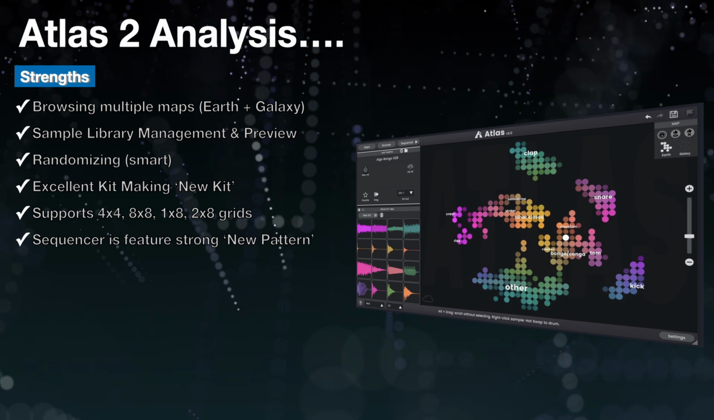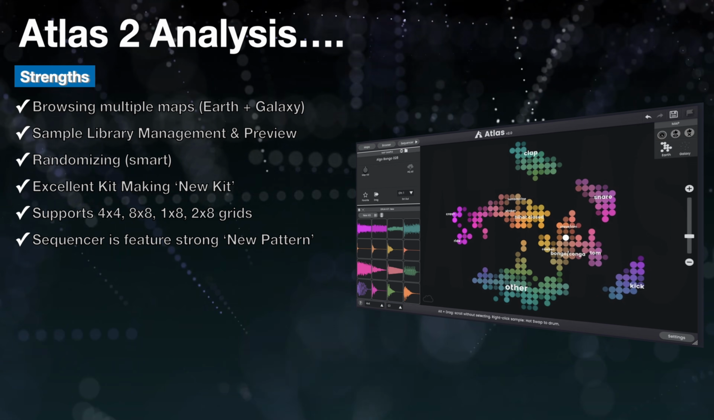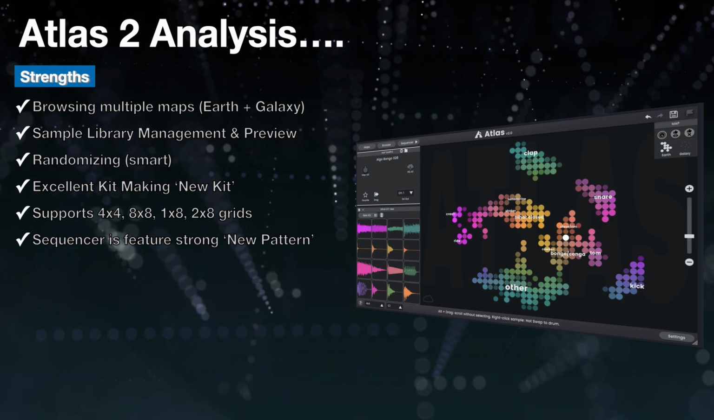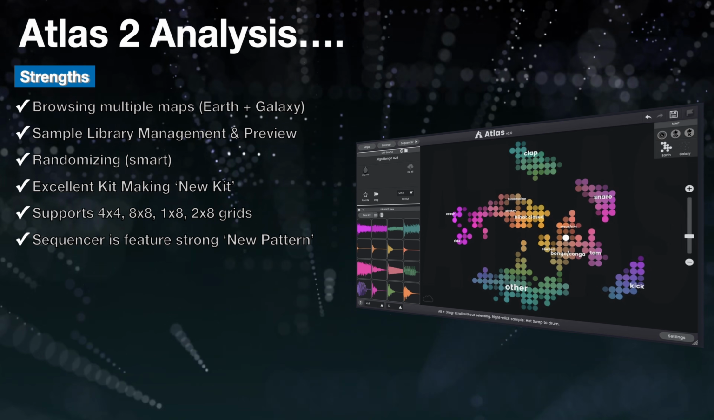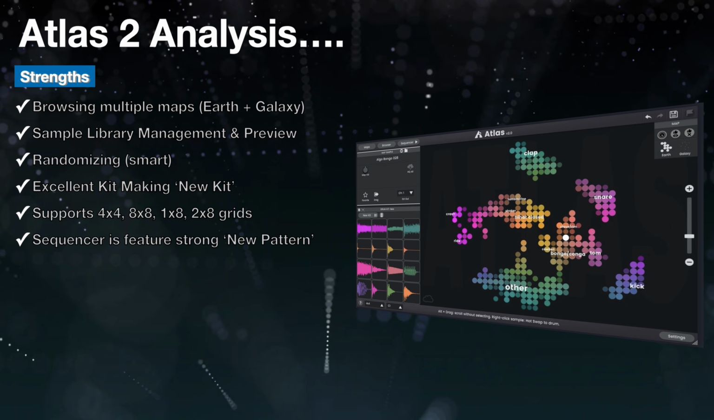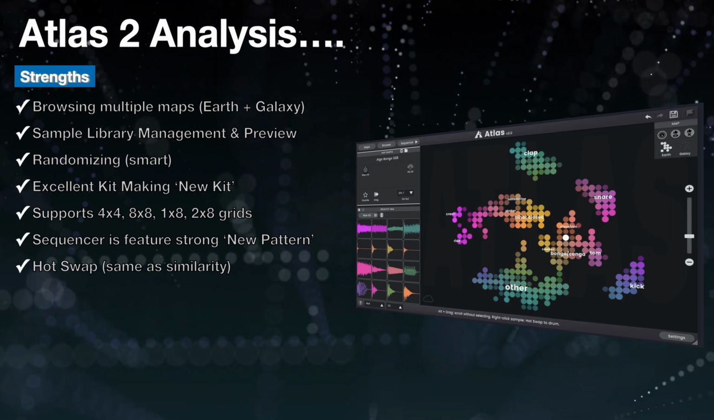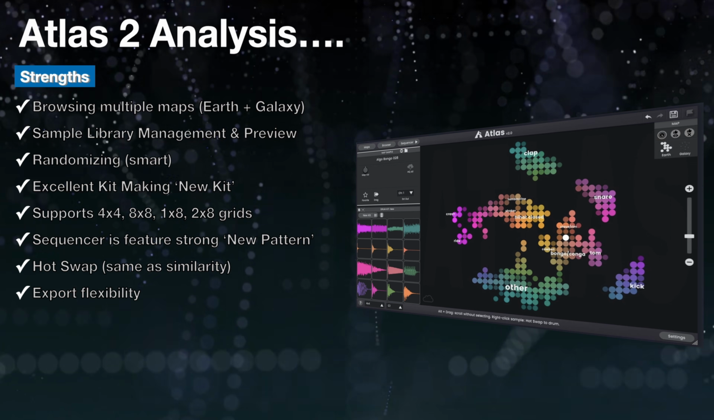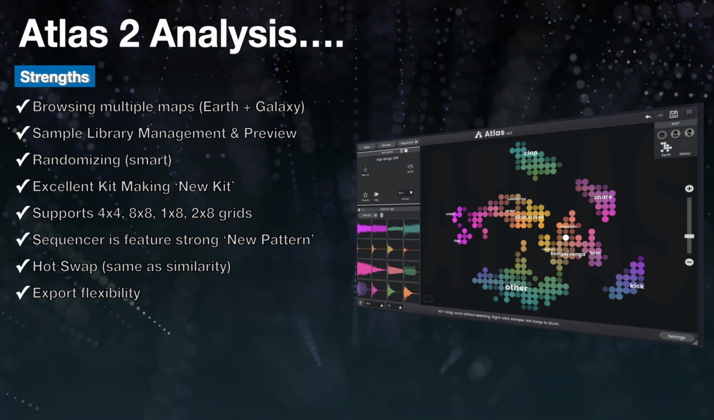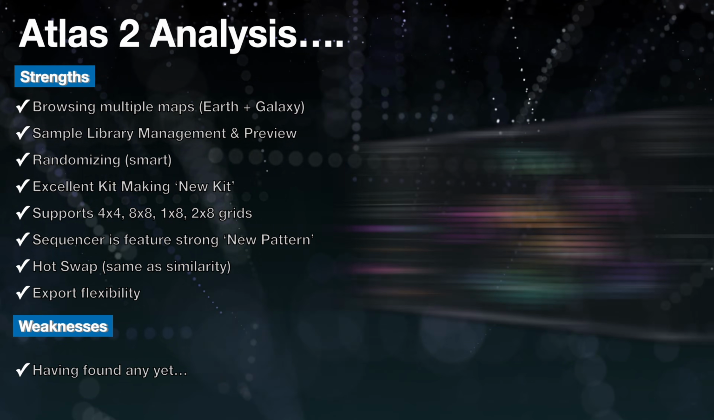The sequencer is feature strong, and it has a button for new patterns. So not only can you randomize individual parts of your pattern, but you can get a whole new pattern and swap different patterns with different kits back and forth. There's this hot swap capability, which is very similar to the similarity function in XO. The export is pretty strong. You can export MIDI and audio just as you would expect in most of these products. On the weaknesses side, I haven't really found any.